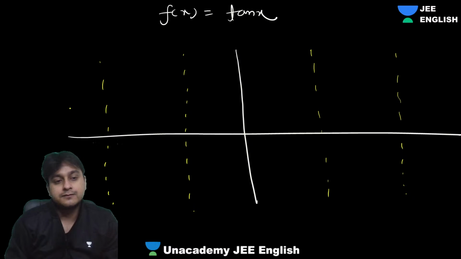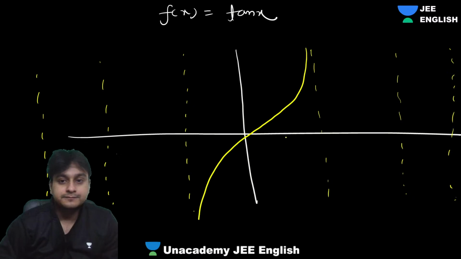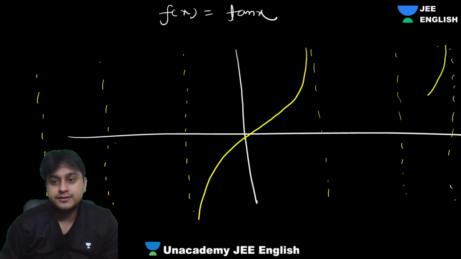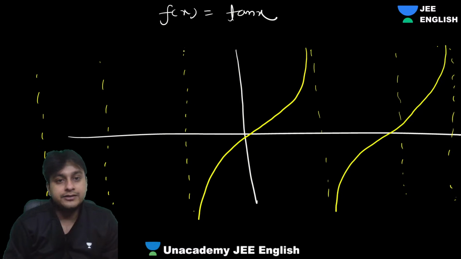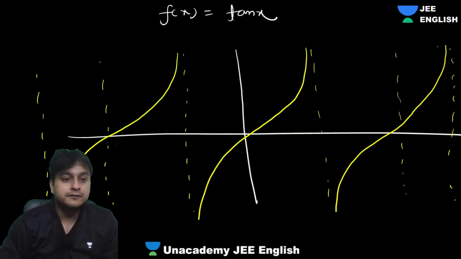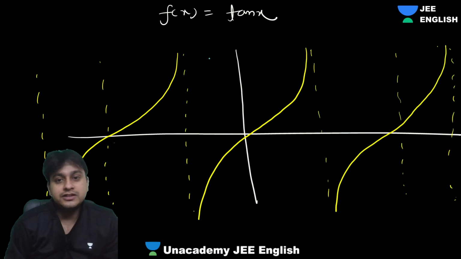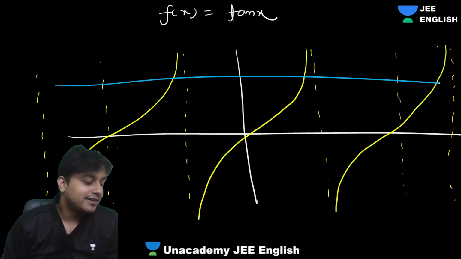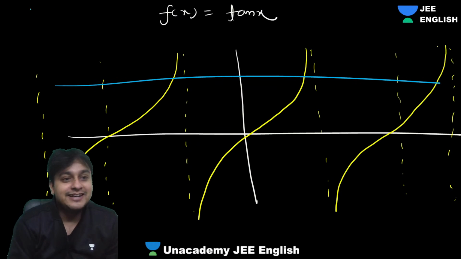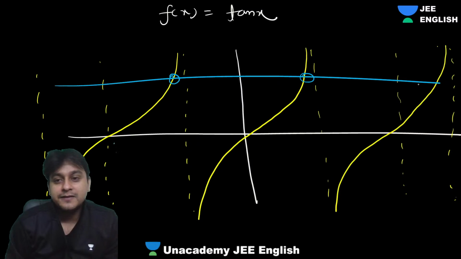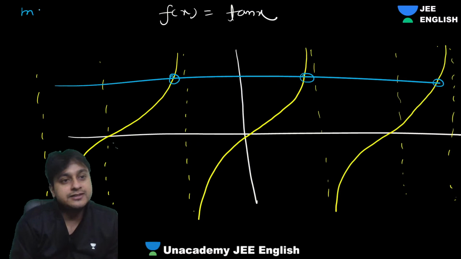So the tan x graph is like this. We can see that this is the graph of tan x. Now obviously this function is a many one function, right? It is cutting the horizontal line infinite times. Horizontal line test: so it's a many one function.